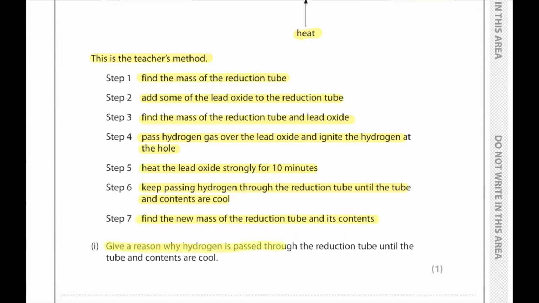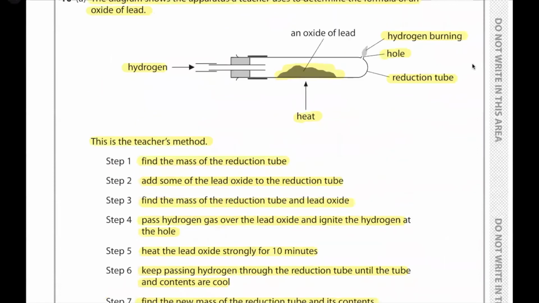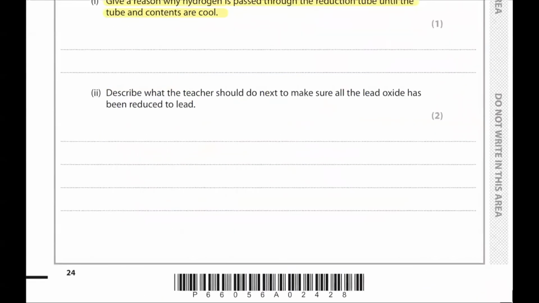Give a reason why hydrogen is passed through the reduction tube until the tube and contents are cool. Basically, if we heat up this particular oxide of lead, hydrogen will remove the oxygen from the lead oxide and leave the lead metal behind. However, the problem is that once we stop passing the hydrogen, the lead will still be hot, and it will then be able to react with the oxygen in the air. So our answer is very simple: so that the hot lead does not react with oxygen in the air to convert back into lead oxide.